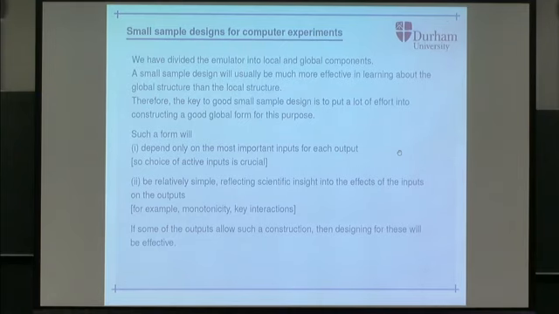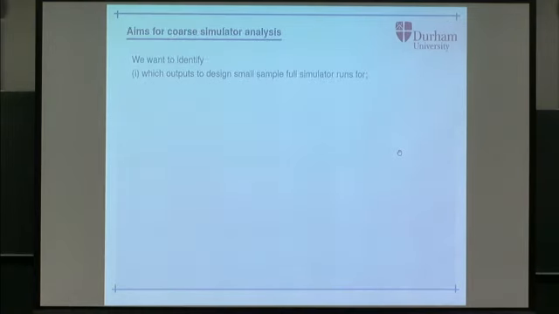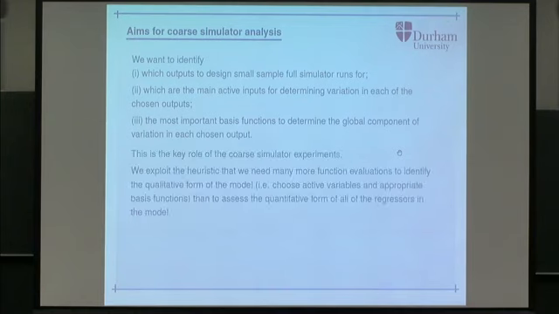Now, I'm not expecting all the outputs to be manageable in this way. I'm looking for those outputs that can, because those ones we can design for, and the other ones we can't design for anyway. We'll have a fairly well scattered design, so we'll learn about them, but most designs will tell us roughly the same about them. Okay, so we want to identify which outputs to design for. Again, a design that tries to match every single thing will just become kind of bland soup. We want to know the main active input variables for these, and the important basis functions.